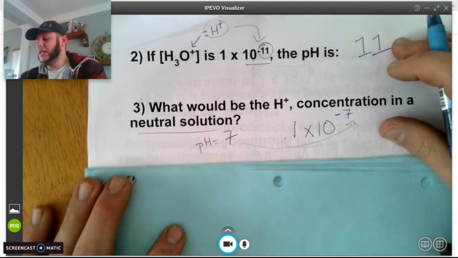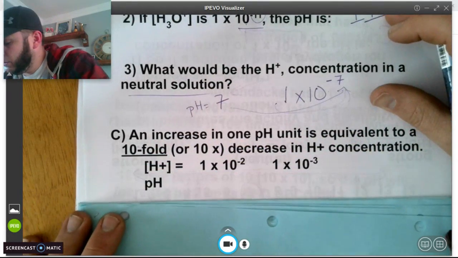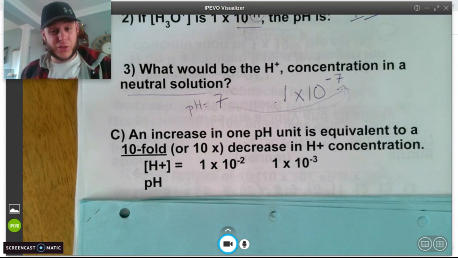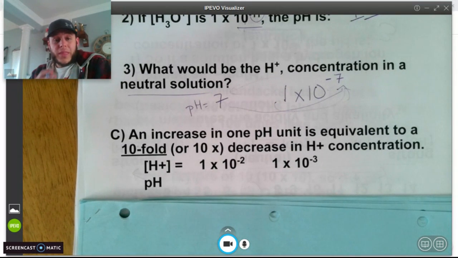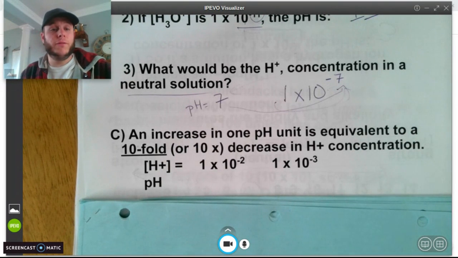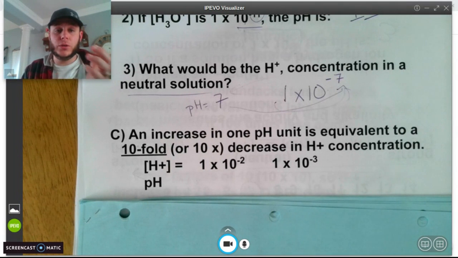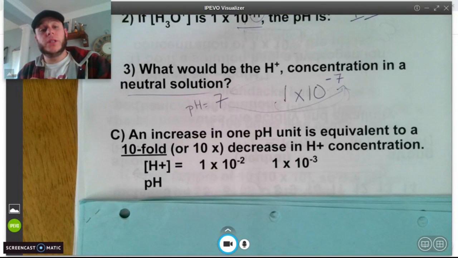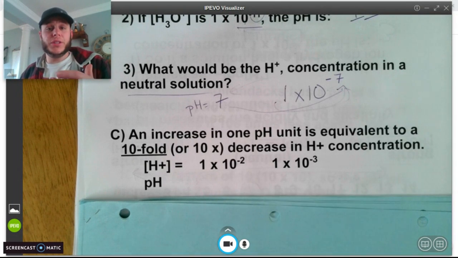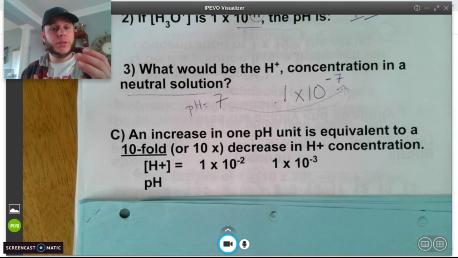Simple, simple, easy peasy. Now this is where we're going to just look at some new words and comparing and contrasting. So every time we change a pH unit, we call that a tenfold. So it's either a tenfold increase or a tenfold decrease. 10 times increase, 10 times decrease. And that's because each power of 10 changes each time that we change a pH.